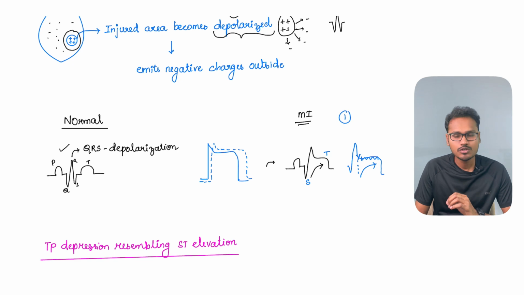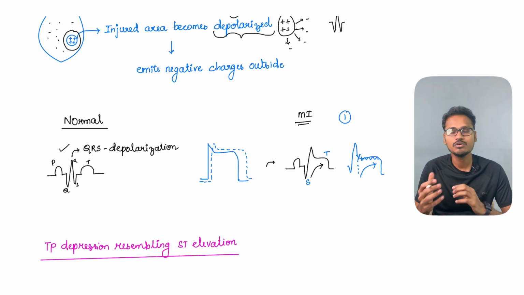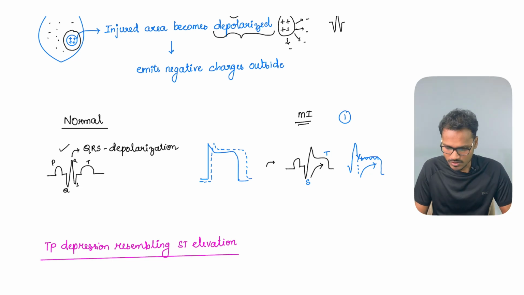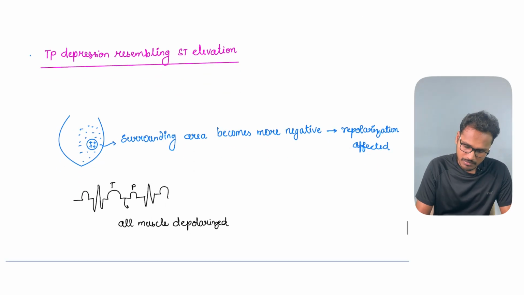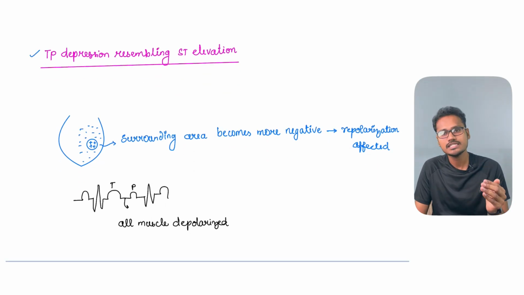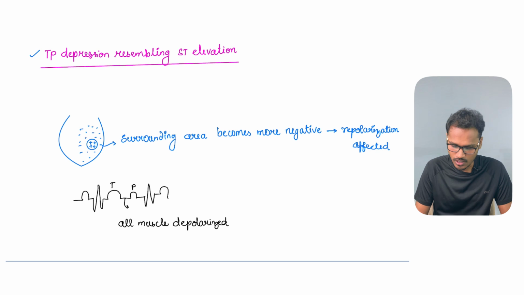And in some of the group of patients, it is not the depolarization which is causing the effect. It is the negative charges which are being emitted that cause the effect. How is it so? Let's try to understand. This leads on to TP depression, which also resembles ST elevation. I will explain to you how.